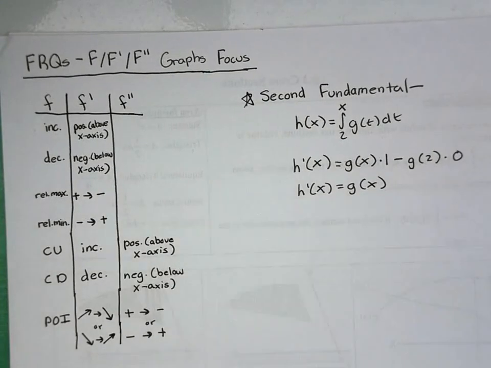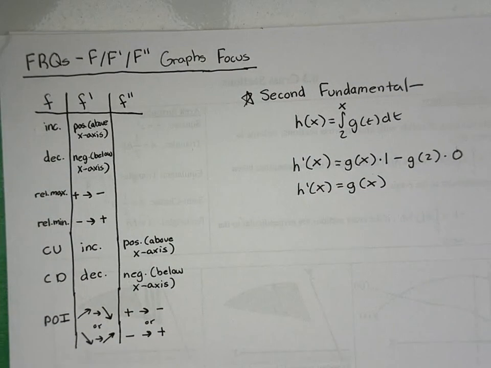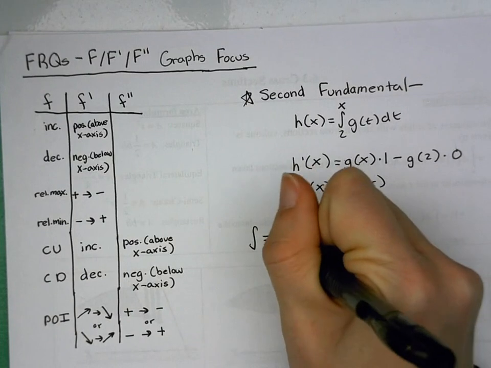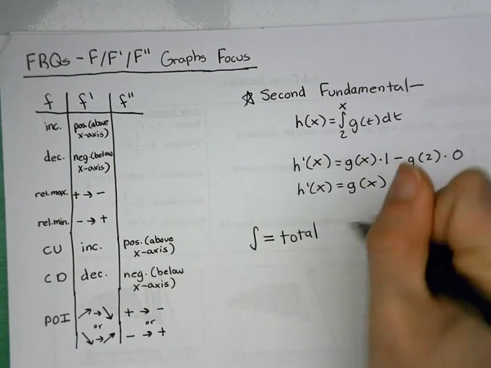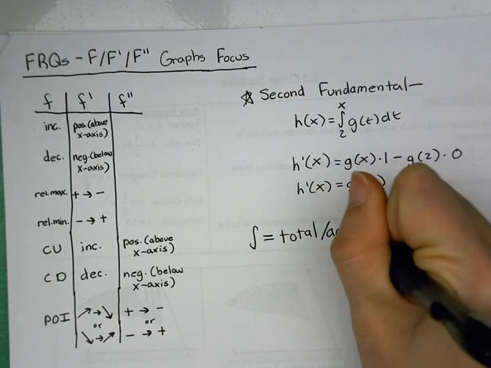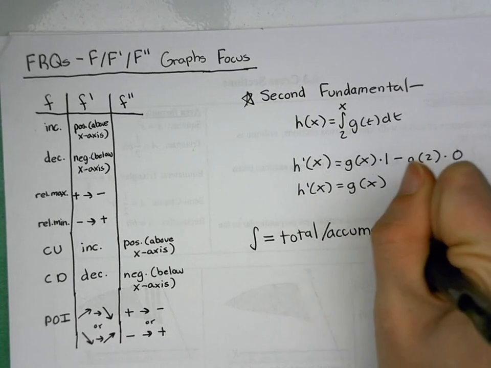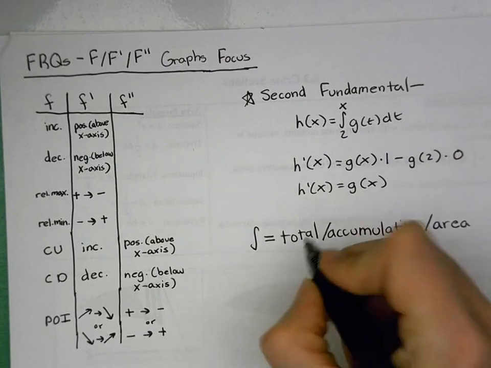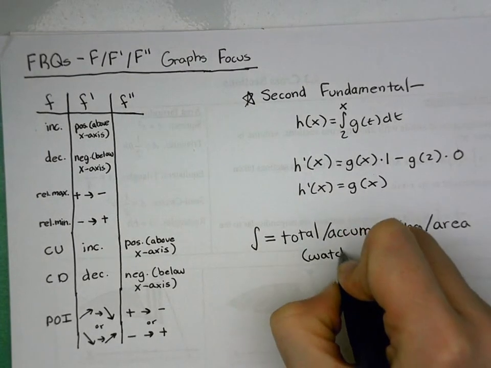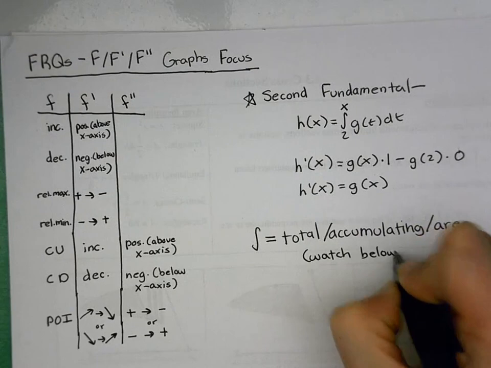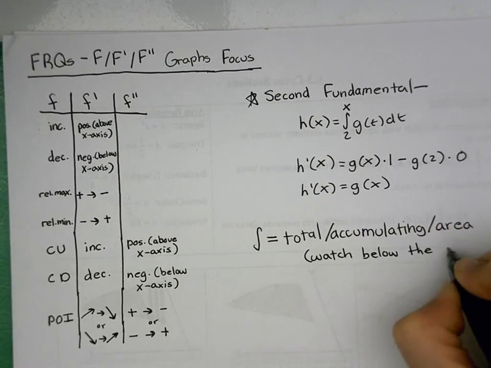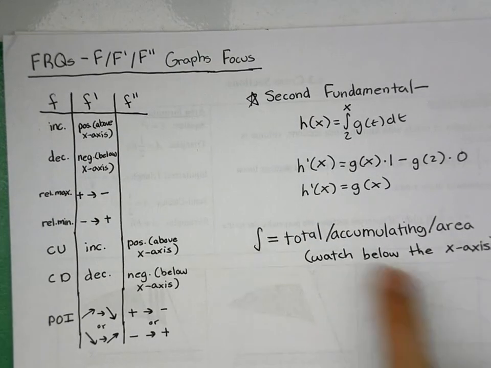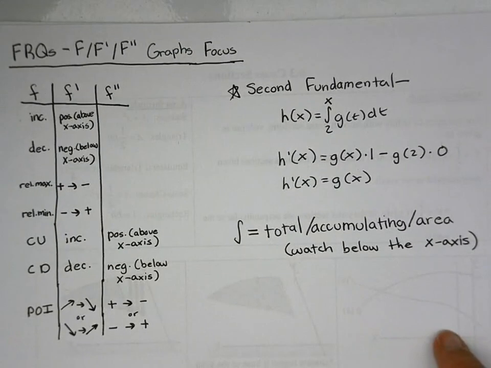We wrote these down the other day. First one is that an integral is a reminder of some total or accumulating idea. For our graphs, we're going to be using more the idea of area. Careful to watch below the x-axis. Remember, that's a negative region. Right? So you've got a negative integral if you're below the x-axis.